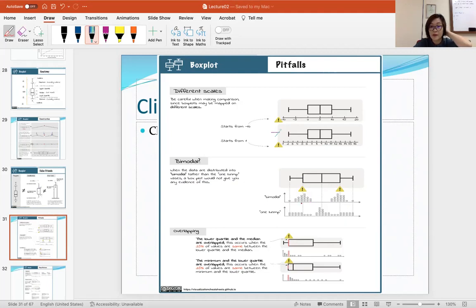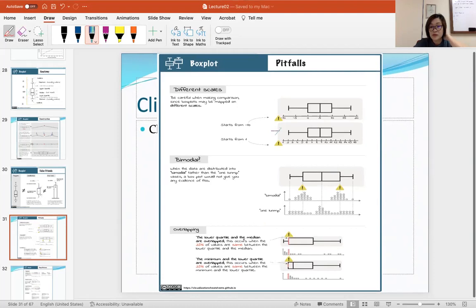Okay, overlapping. So in this case, the lower quartile and the median overlap. What does that mean? It can happen, yeah? The median and the lower quartile are overlapping. So it means that 25% of the values are the same between the lower quartile and the median. That could happen. The minimum and the lower quartile are overlapping.